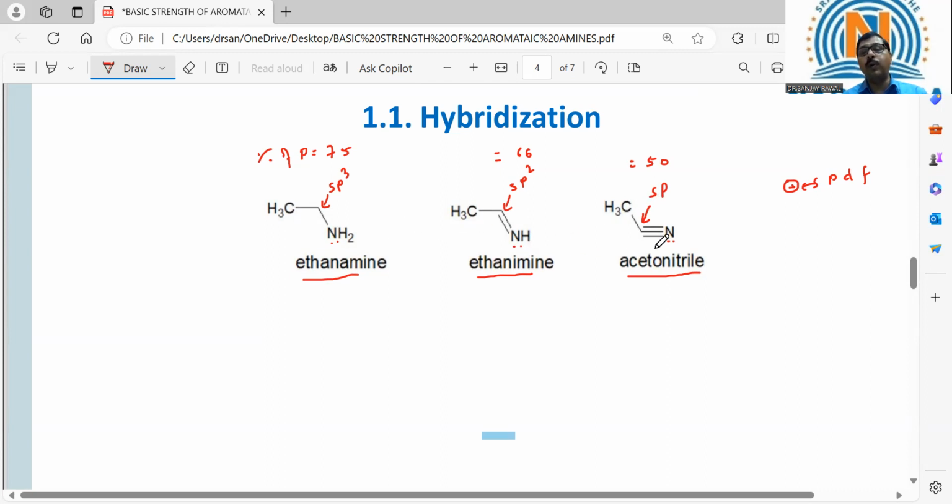So again, if you want to compare these compounds in decreasing order of their basic strength, because of maximum p character, this is more basic in comparison to this, and this is more basic in comparison to this.